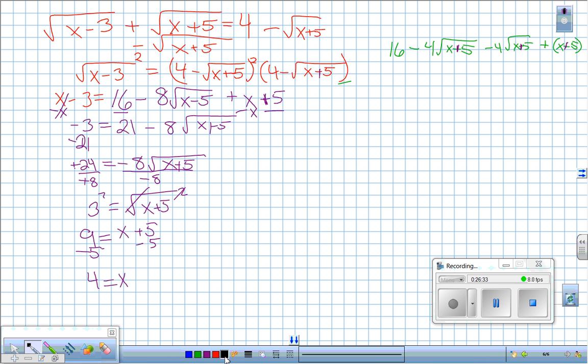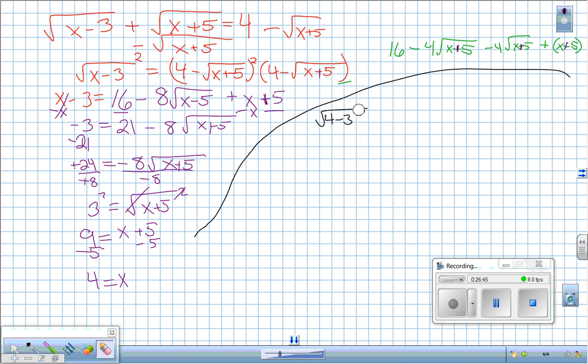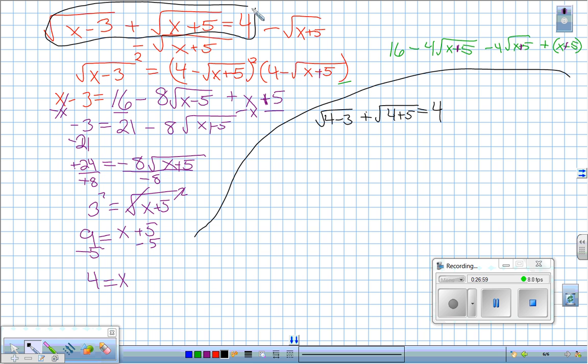So when I go back and check my answers, back to my very original equation, I'm going to try to separate that a little bit. I will have the square root of 4 minus 3 plus the square root of 4 plus 5 equals 4. This was actually my original equation, and then I had done other stuff to get this negative square root of x plus 5. If I could say it right, I could probably do it just fine.